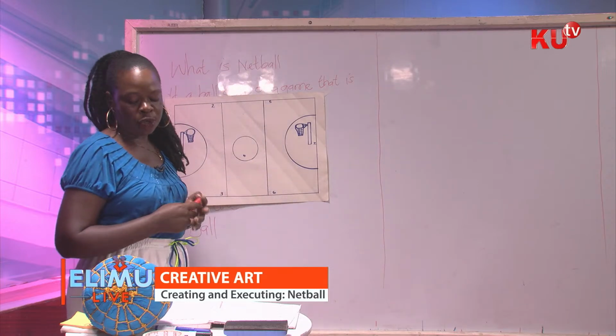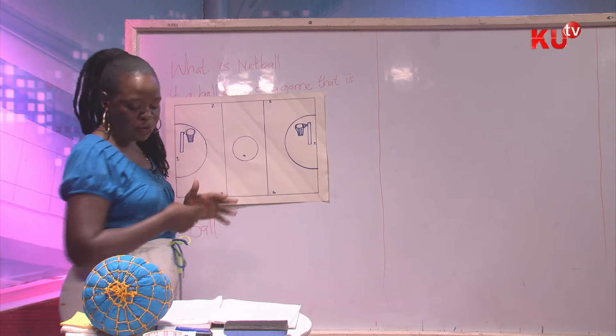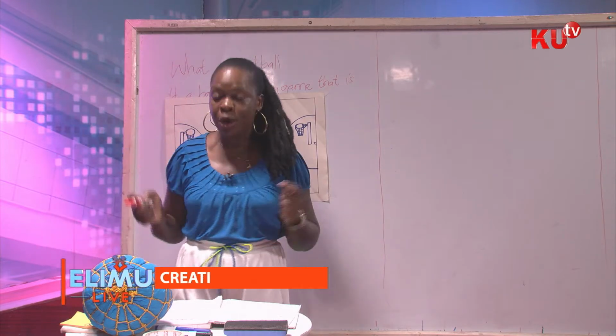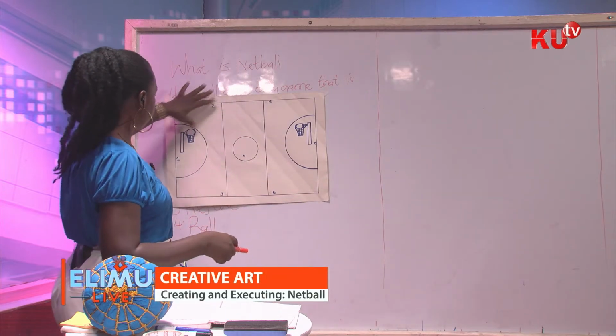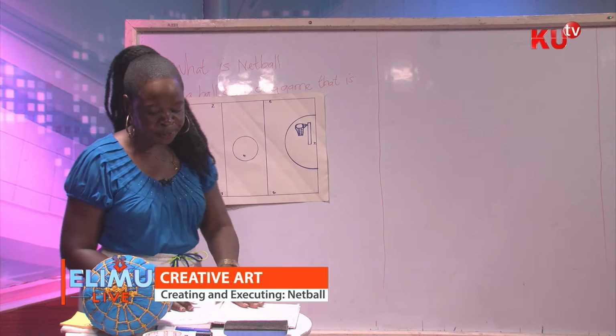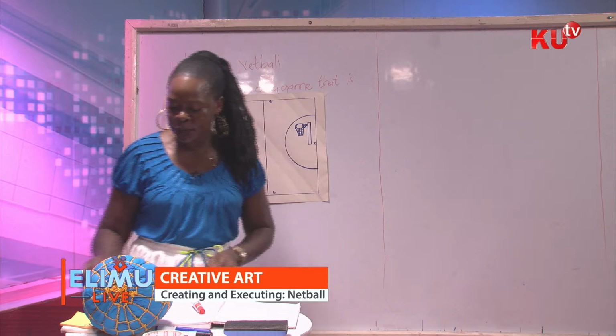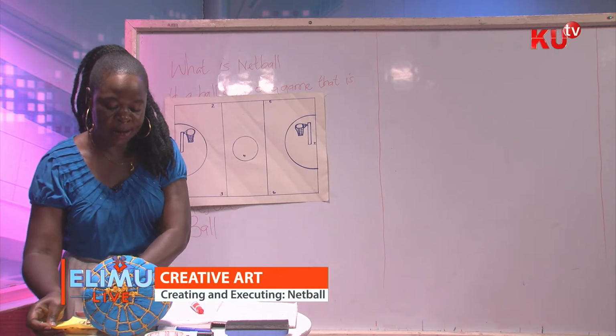What is a netball court? A netball court is a rectangular area specifically designed to pass and shoot the ball in order to score goals. And here we have the netball court. This is how a netball court looks. So in a netball court, there are 7 positions, which I had talked about earlier.